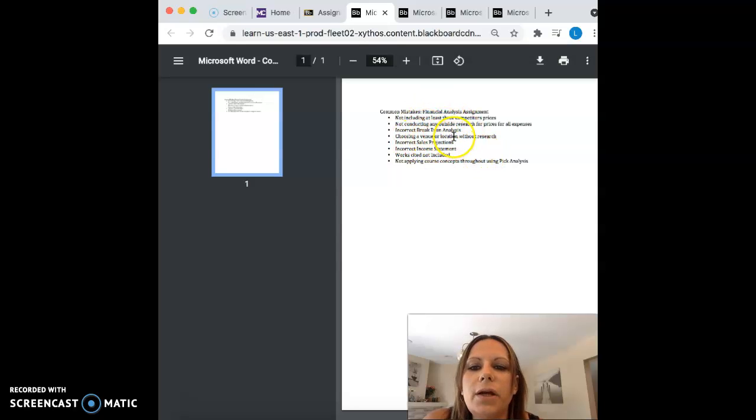Choosing a venue. Don't just pick any venue. Make sure you do research. Make sure it's the right capacity for your needs. Make sure the pricing makes sense and the timing of when they're open. Make sure you do correct projections, correct income statement, include your works cited, and again, as always, apply course concepts and use PIC analysis throughout.